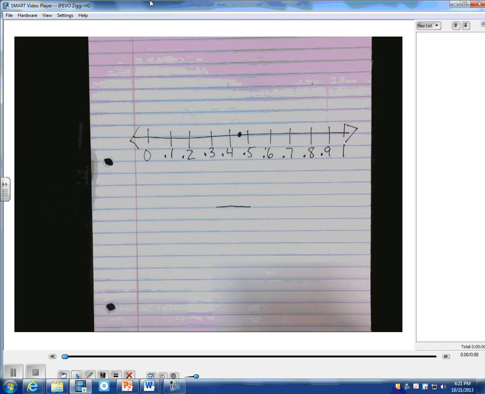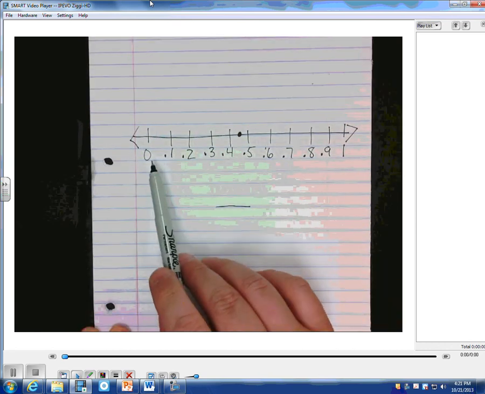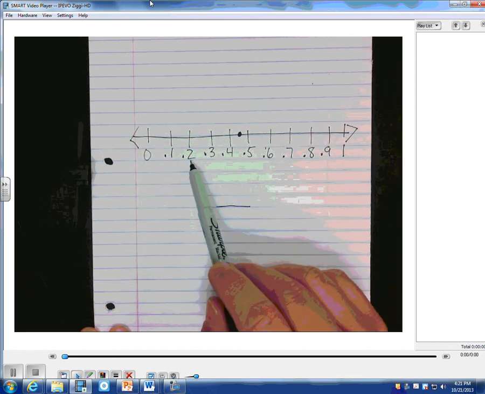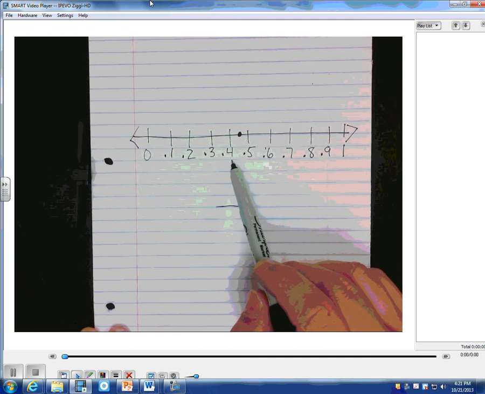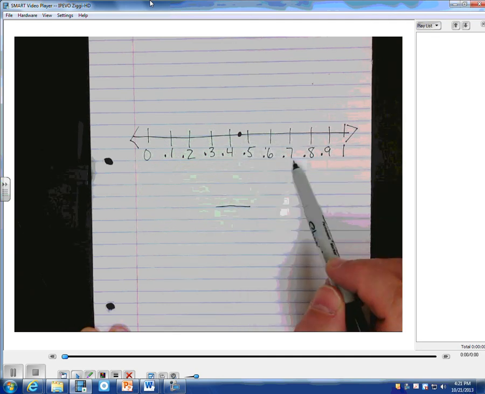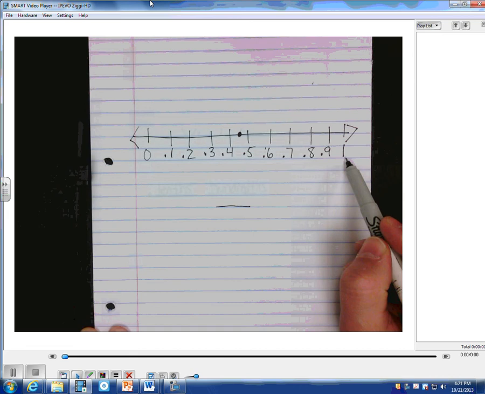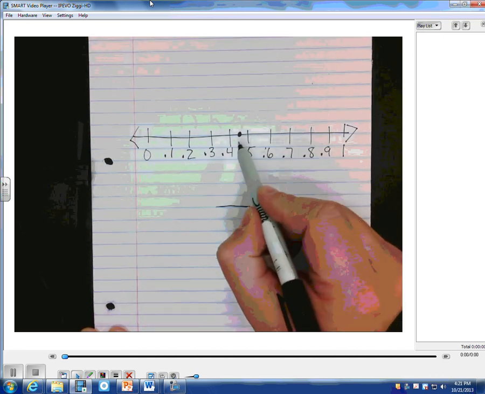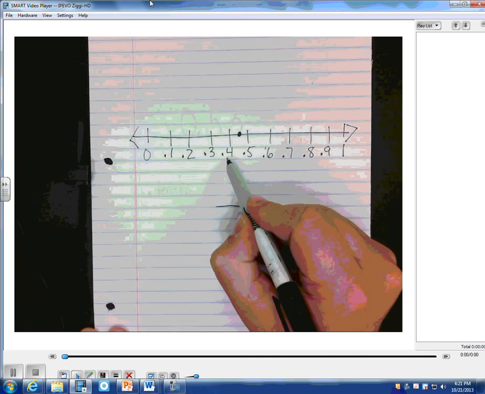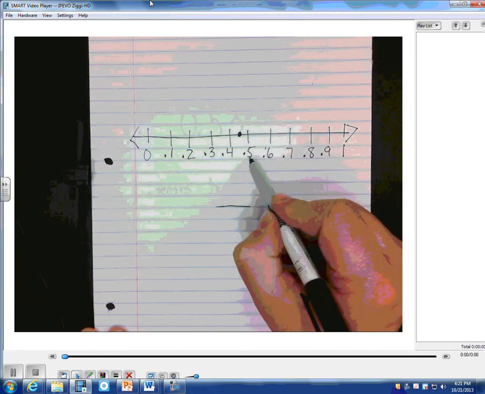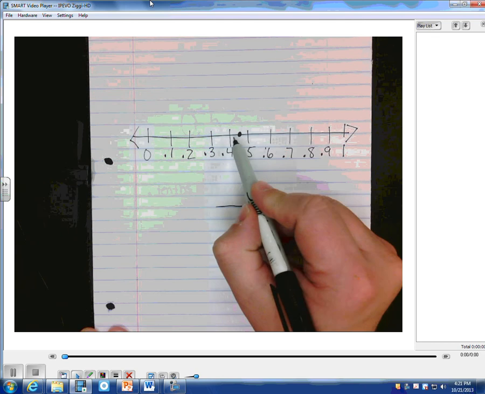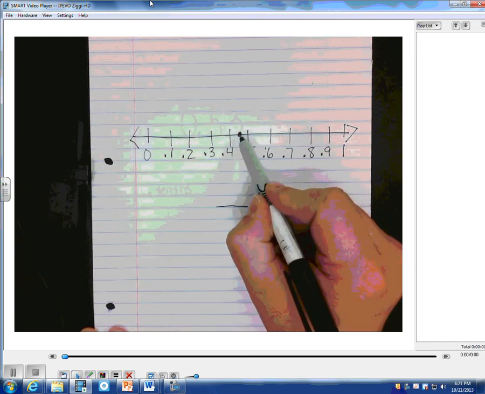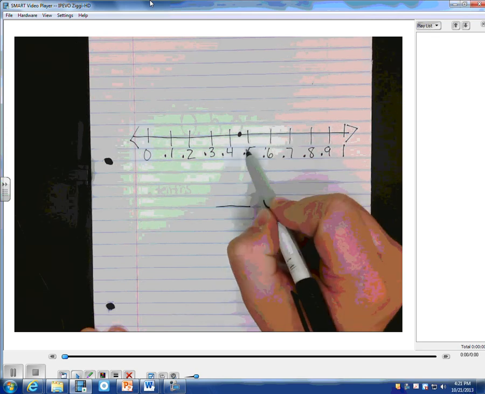Okay, so my number line starts with a 0, and then I'm at 1/10, 2/10, 3/10, 4/10, 5/10, 6/10, 7/10, 8/10, 9/10, and then I'm at 1 whole. Okay, so I know here's 4/10, and here's 5/10. This point on the number line is right in the middle of 4 and 5.